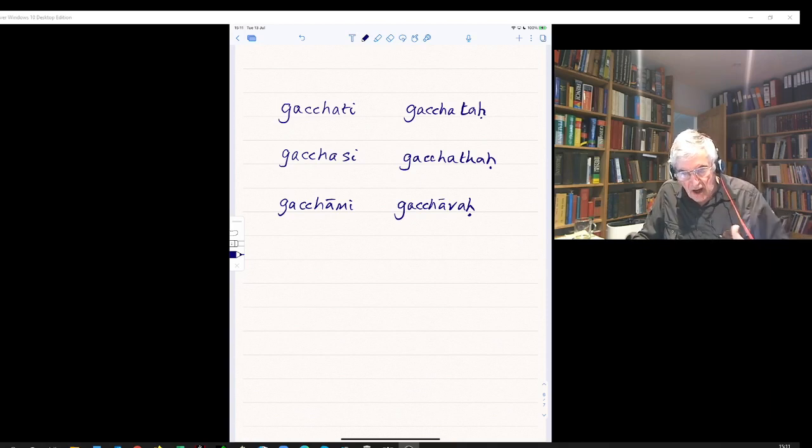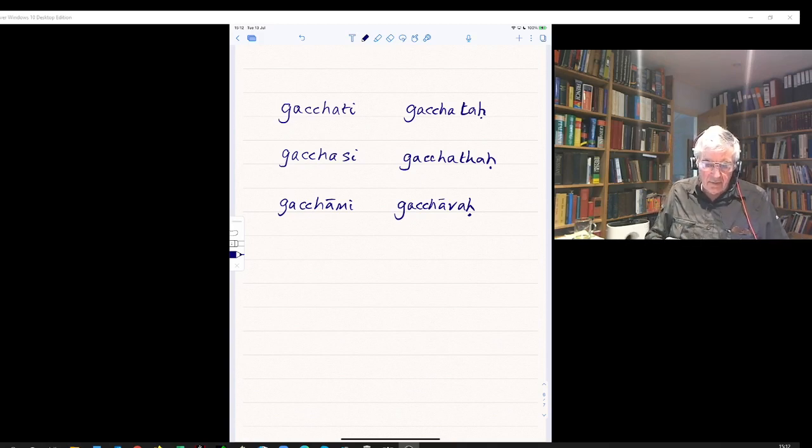So you have gachami, and in the dual, gachavaha, and you'll find it again when we come to the plural, which is gachamaha, where you just change the plural, we in the plural go, that verb becomes a ma, otherwise it's identical. So note that this characteristic long a for the first person, gachavaha, gachamaha in the plural, whereas throughout the rest of the conjugation it's the short a. Gachati, gachasi, gachami, and so on.